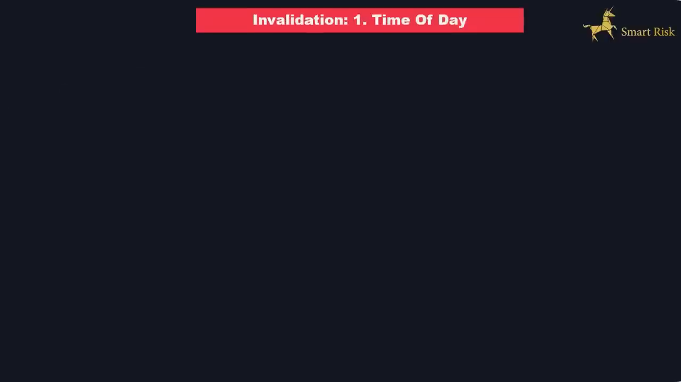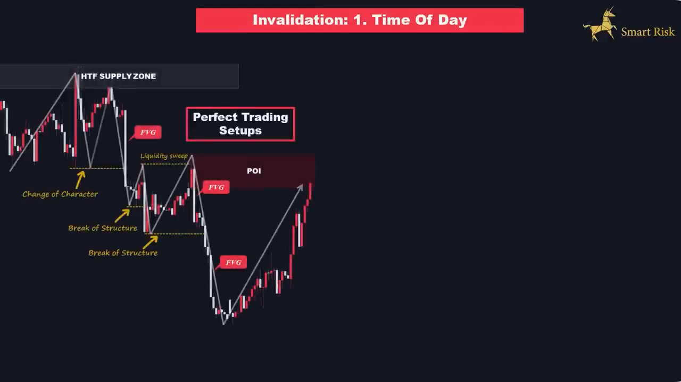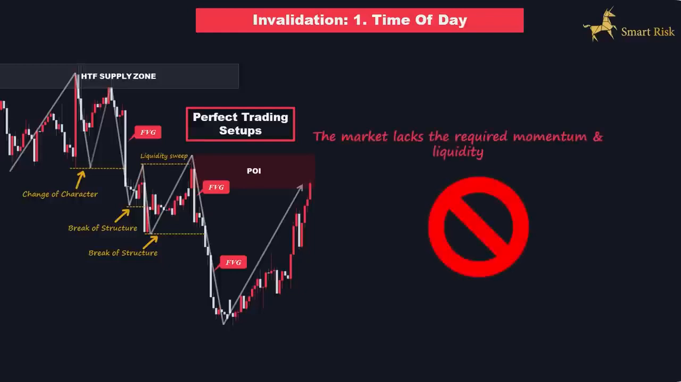The first and perhaps most critical factor to consider is the time of day. Imagine you've identified a flawless and perfect trading setup, one that aligns perfectly with your trading plan, offering an exceptionally high probability of success. The price is on the brink of reaching your highlighted point of interest, and you've set an appropriately small stop loss, creating an ideal trade opportunity. However, there's a catch. The market lacks the required momentum and liquidity. This might happen during the Asian session or in the late hours, like around 12 p.m. or 5 a.m. In such cases, the likelihood of this trade becoming a winner is rather low.